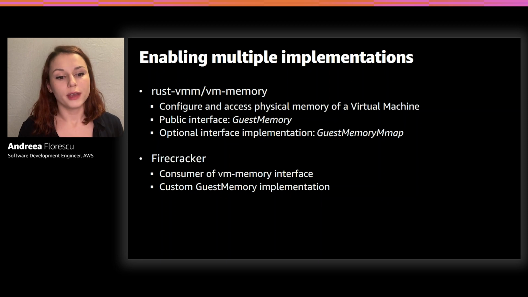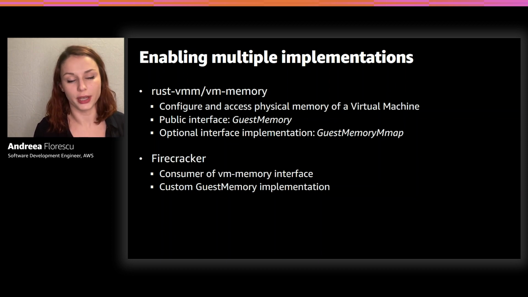And also, VM memory offers a default implementation, so a backend for this interface, which we are calling guest memory mmap. Now, Firecracker, which is one of the virtual machine monitors that is consuming Rust-vmm, is using the VM memory interface, but they have their own custom guest memory implementation, and that is because throughout 2020, Firecracker has been adding support for snapshotting, and for snapshotting to be done, they needed to make some adjustments to the VM memory implementations, which are later going to be upstream.